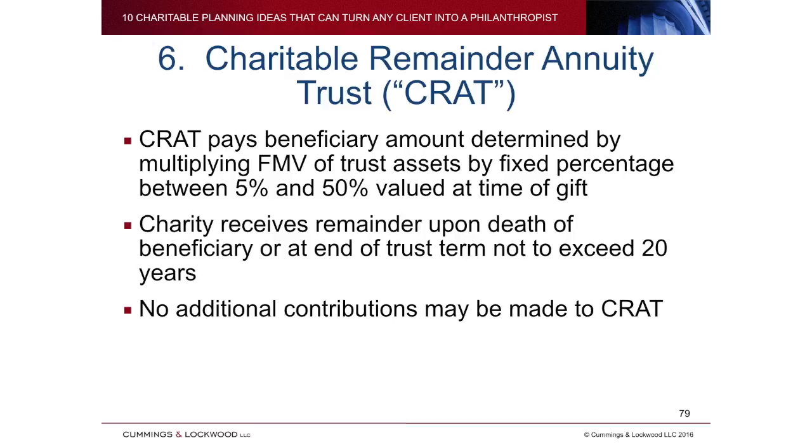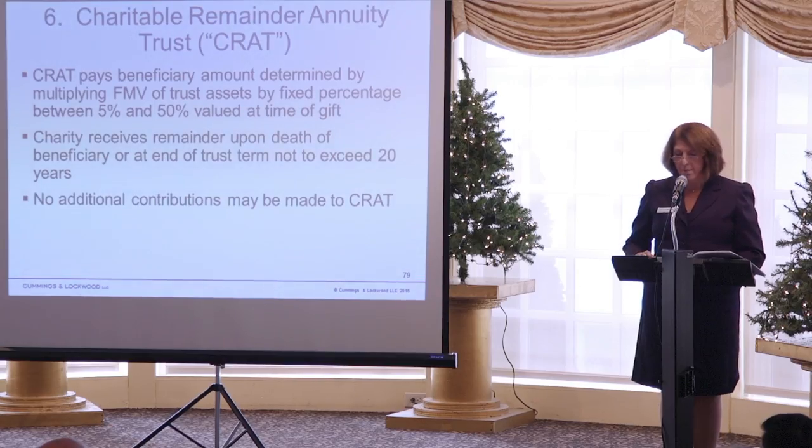A Charitable Remainder Annuity Trust, or a CRAT, pays the beneficiary an amount determined by multiplying the fair market value of trust assets by a fixed percentage between 5 and 50% valued at the time of the gift. The key difference between a CRUT and a CRAT is that the amount that the individual beneficiary receives annually does not change because it's valued only once at the time the gift is made.